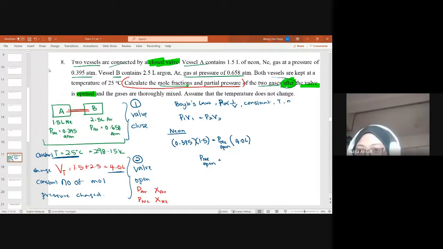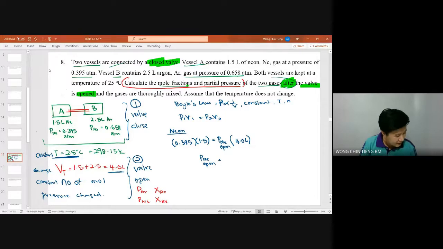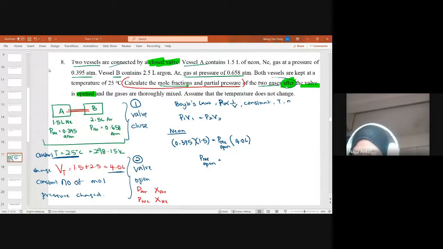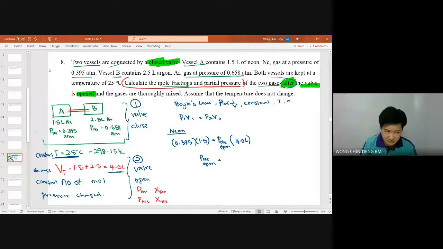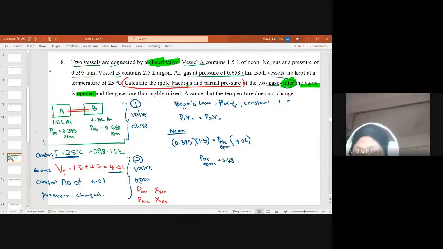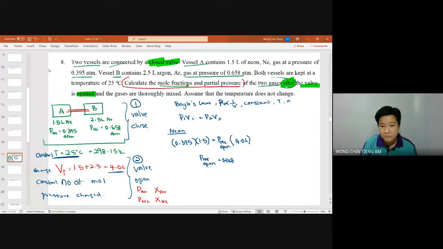Mole fraction neon. Bukan mole fraction, partial pressure neon. Partial pressure. 0.1481. 0.1481 ATM. Okay, agree? My question. To find the argon, can I use the total and minus the argon?